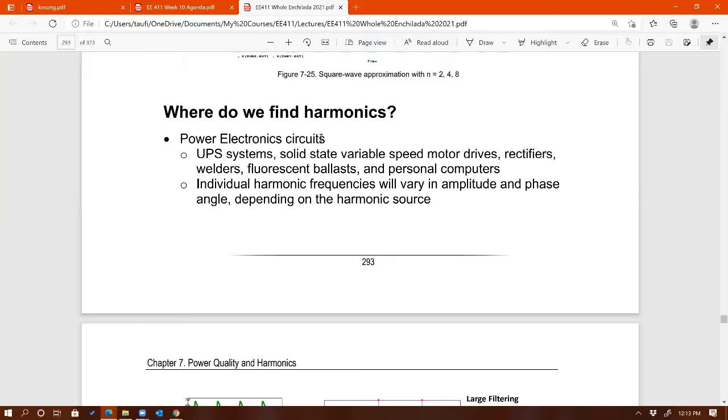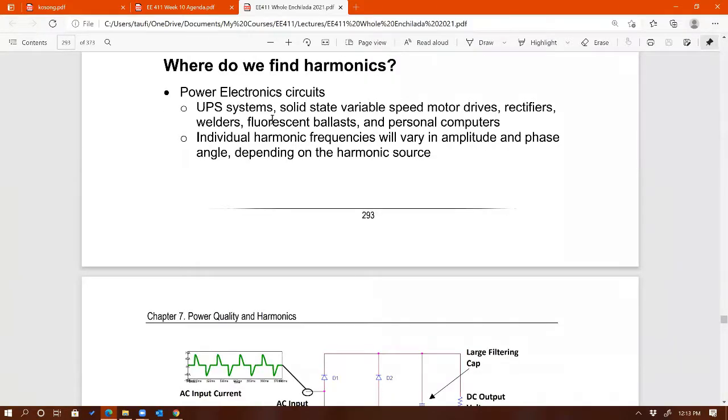So where do we find harmonics? First, related to this class, is power electronic circuits. I mentioned last time that it's really important for you to know not just the good things about power electronics, but also the drawbacks, the disadvantages, the challenges, the technical problems that power electronics unfortunately give us.